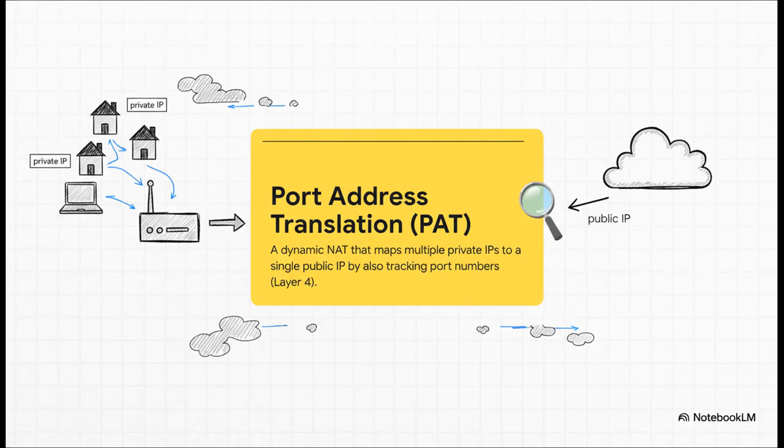PAT stands for Port Address Translation, and this is where the real magic happens. It doesn't just translate the IP address, it also keeps track of something called a port number for every single conversation. And that's the game changer. By using thousands of these different port numbers, PAT allows one single public IP address to juggle conversations for hundreds of private devices all at the same time.